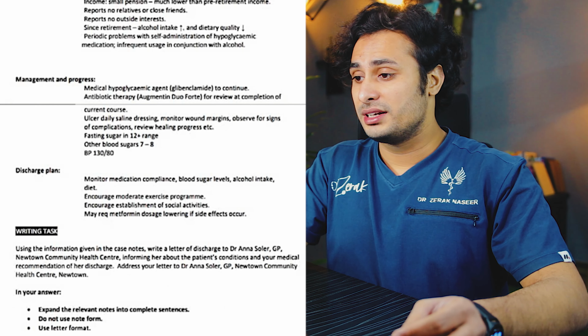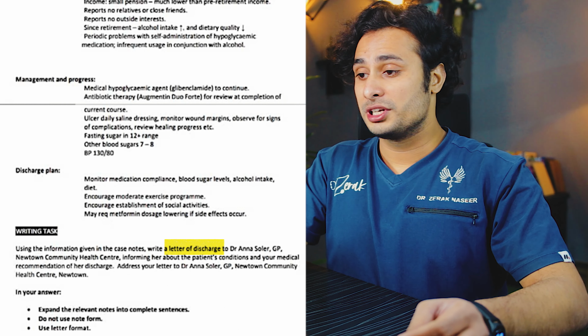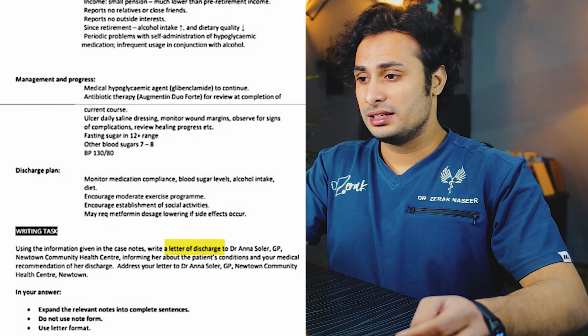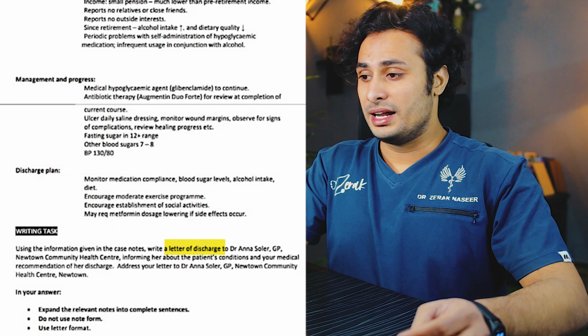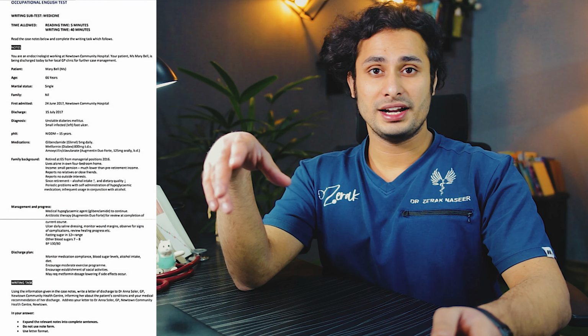Using the information given in the case note, write a letter of discharge to Dr. Anna Solar, general practitioner, Newtown Community Health Center. Include information about her patient's condition and your medical recommendation for her discharge. Address your letter to Dr. Solar, GP, Newtown Community Health Center, Newtown. By looking at these case notes, you can see that you're going to write a discharge letter.